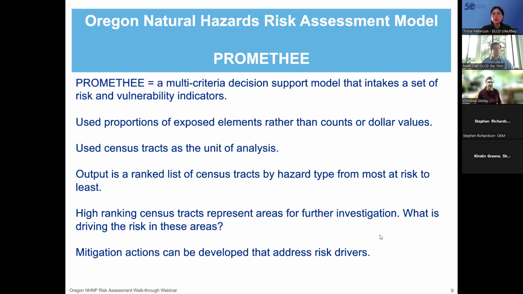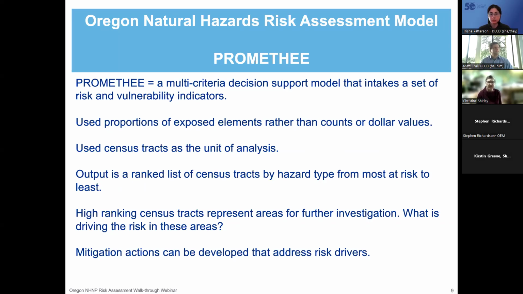So in order to do the Oregon Natural Hazard Risk Assessment Model, we wanted to, as I said, use a multi-criteria decision support method model. And we chose a version of that called Promethi. Promethi allows us to input a wide range of indicators of vulnerability and rank census tracts according to how that set of vulnerabilities interact with each other.